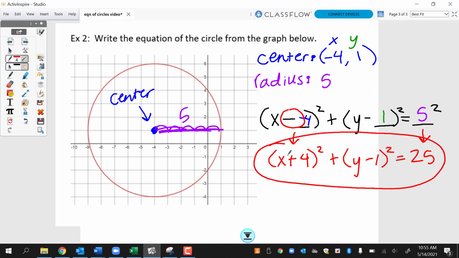Okay, it's pretty easy, just as long as you have the right setup, the right framework, you should be fine. Okay, so you can go ahead and start on the Formative.